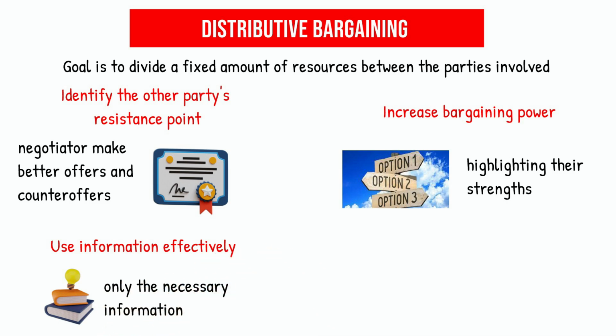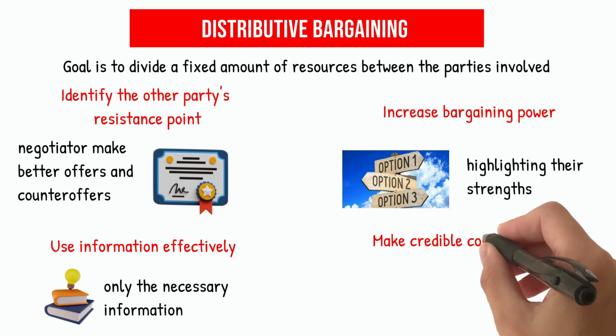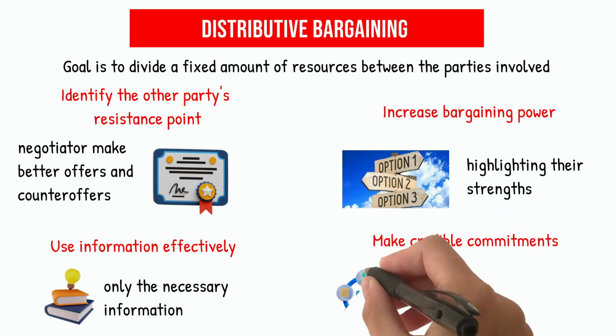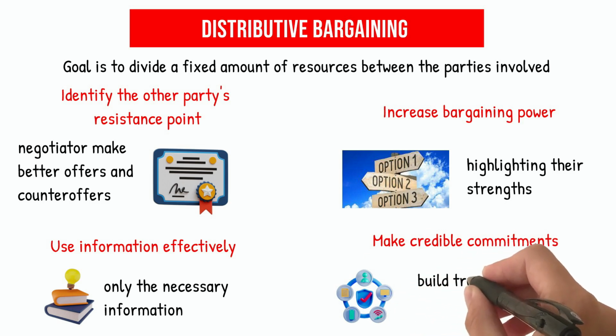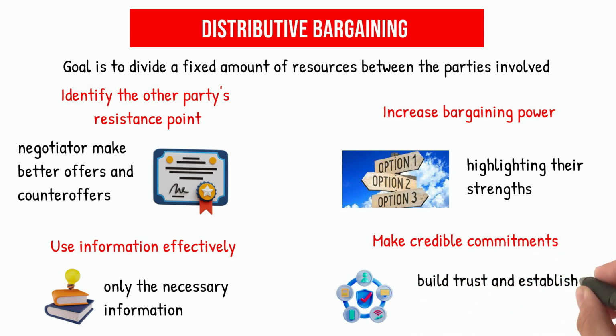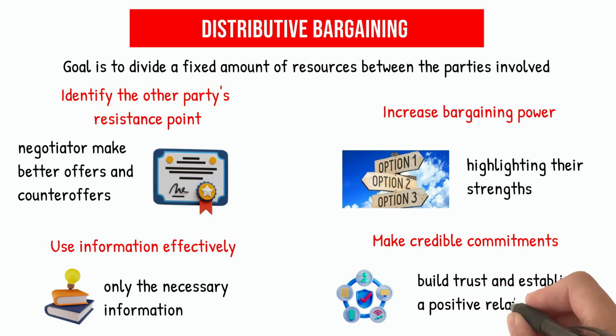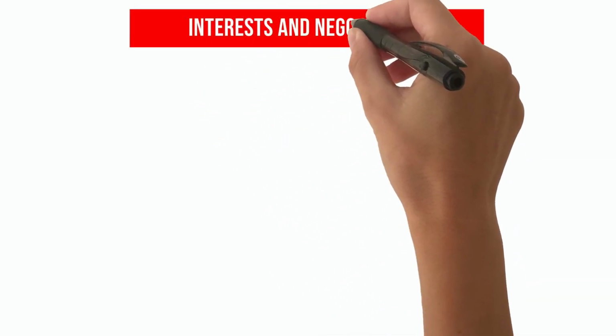Make credible commitments. A negotiator should make credible commitments to the other party to build trust and establish a positive relationship, increasing the likelihood of reaching a favorable outcome. By focusing on these 4 tactical tasks, a negotiator can increase their chances of reaching a successful outcome in a distributive bargaining situation. Interests and negotiations.